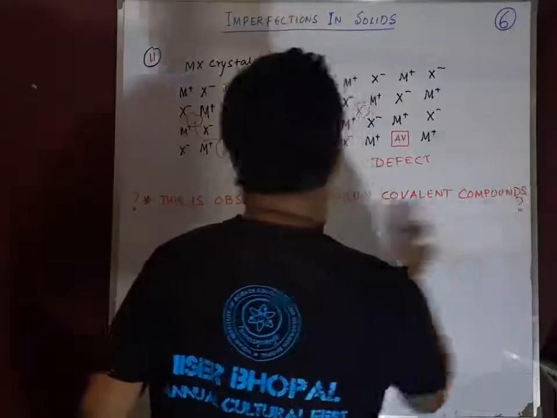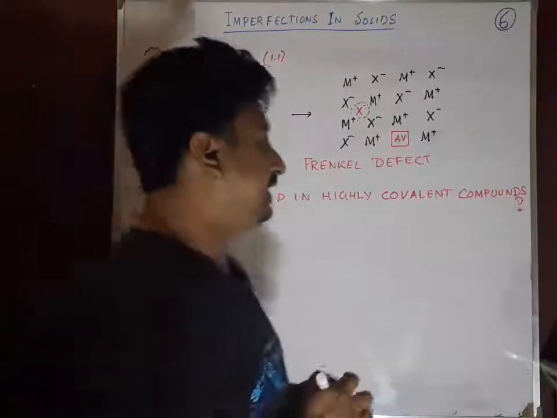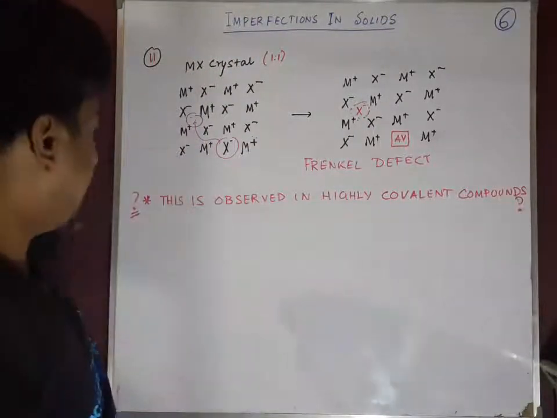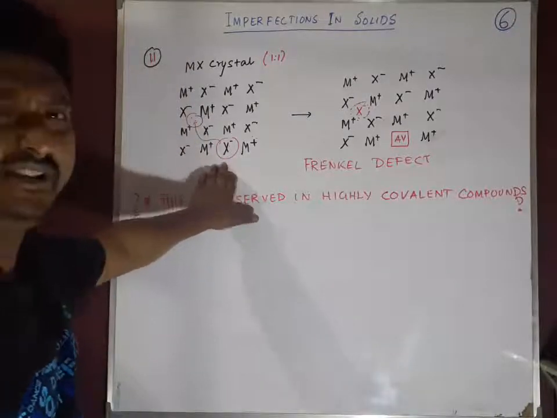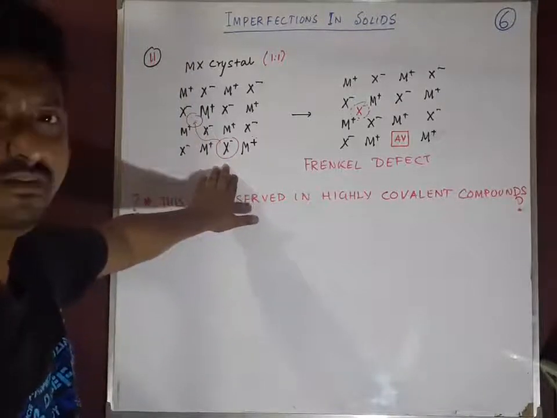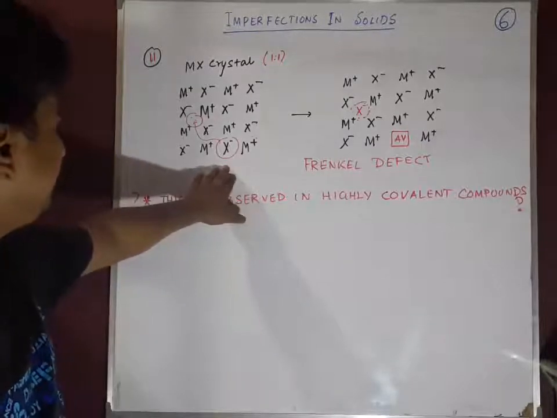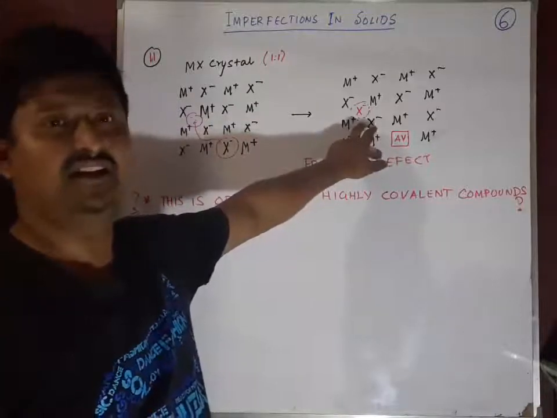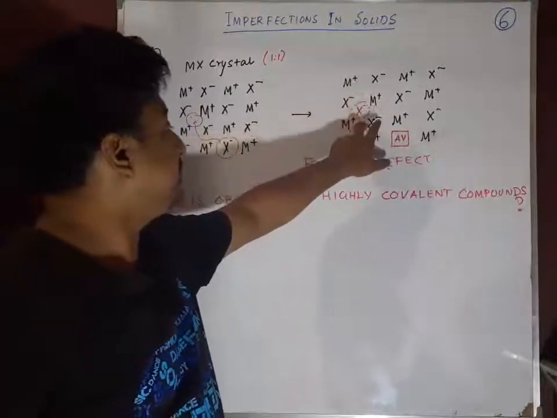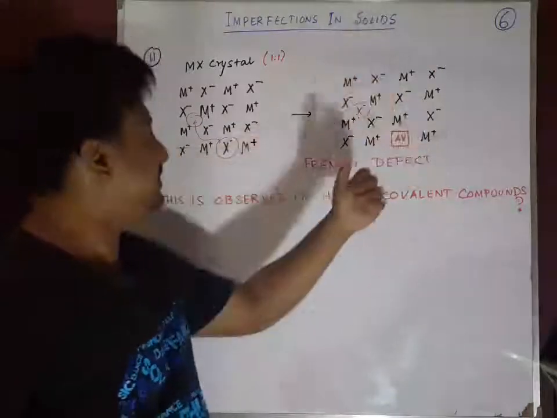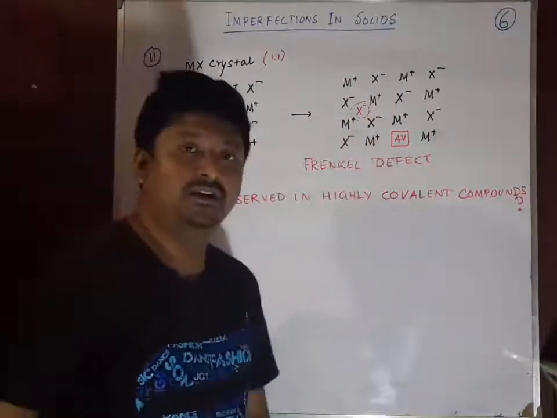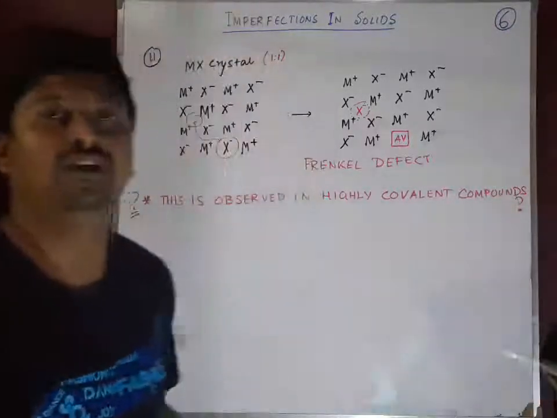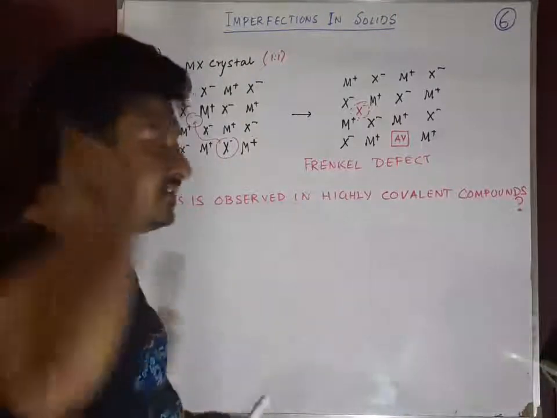Now the next question is why. Why in case of highly covalent compounds is this observed? So what is happening here? The cations, it can happen with cations also, leave their normal sites and go accommodate in the interstitial sites of the cations and anions. Due to this, the defect is observed. This defect is known as Frenkel defect. Now the next question is why it happens in case of highly covalent compounds, because there is a reason.